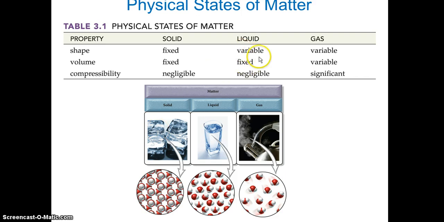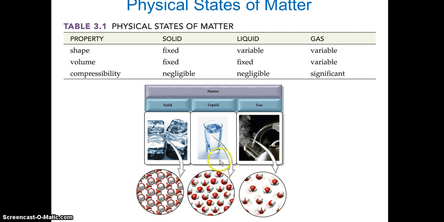Now let's talk about liquid. Shape is variable. If you fill it in a glass, then it takes the shape of the glass. If you fill it in a container, it takes the shape of the container. So shape is variable. Volume is fixed. Yes, you can have 5 liters of volume and it will not change. And compressibility: you cannot compress it too much, so compressibility is negligible. You can see water molecules.